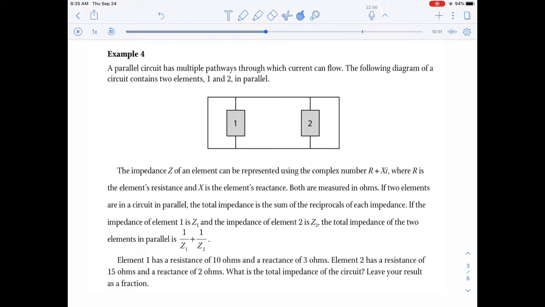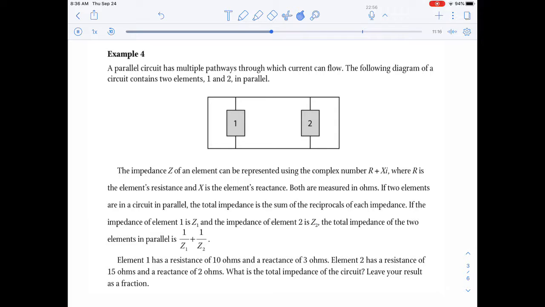Okay, example 4. A parallel circuit has multiple pathways through which current can flow. The following diagram of a circuit contains two elements, 1 and 2, in parallel. The impedance Z of an element can be represented using the complex number R plus Xi, where R is the element's resistance and X is the element's reactance. Both are measured in ohms.